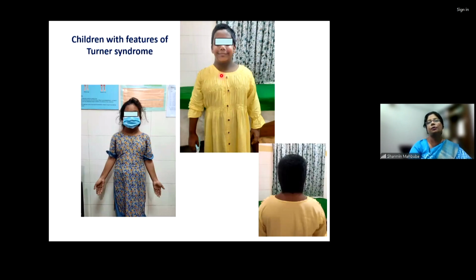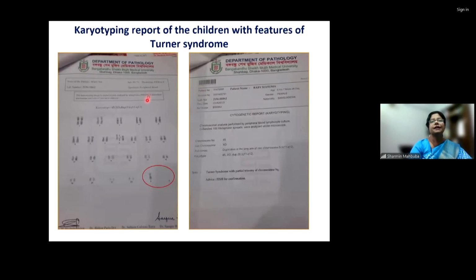Here are the two children with features of Turner syndrome, and we can see the webbing of the neck, the wide carrying angle, and also the low hairline. And this child had obesity, and we can see the acanthosis nigricans. I have put the pictures with the permission of the guardians for your kind information. And here is the karyotyping report of one of those children. Here we can see that 45, another X chromosome is missing, and there is also a defect in the chromosome 9.